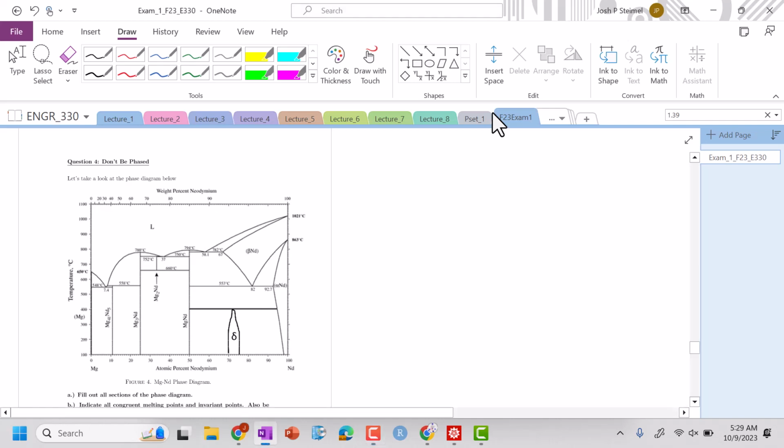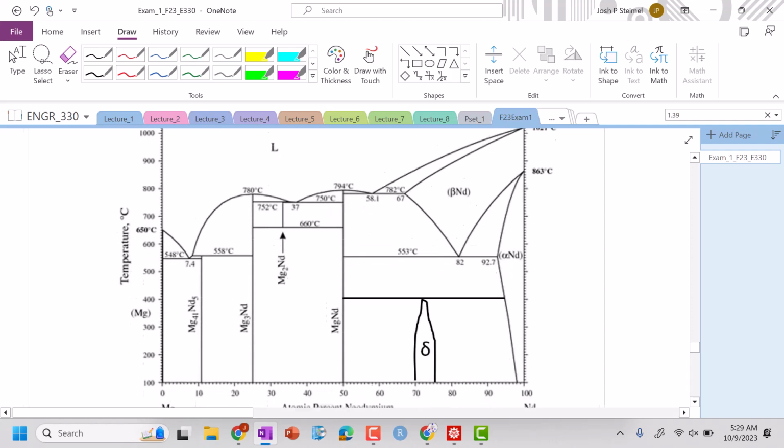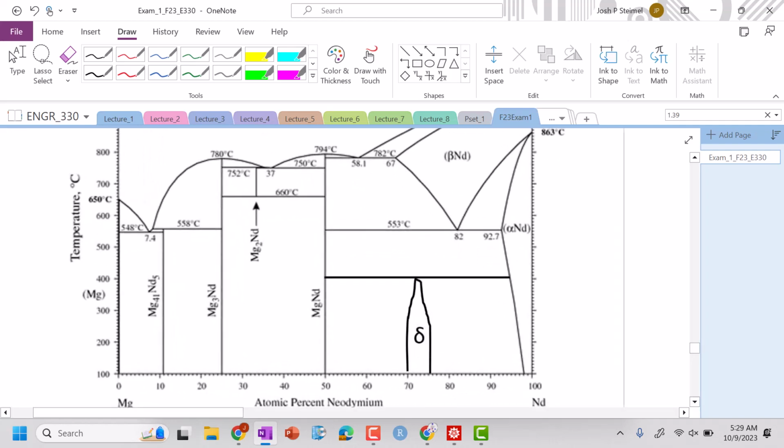All right, everyone, we are back, and let's get into problem 4, don't be phased. So, if we're looking at our phases, we're going to have Mg plus this phase here, Mg plus liquid right there. This will be liquid plus this phase right here. This little tiny phase here will be liquid plus this phase right here, this phase plus this phase in here, and you kind of get the picture.